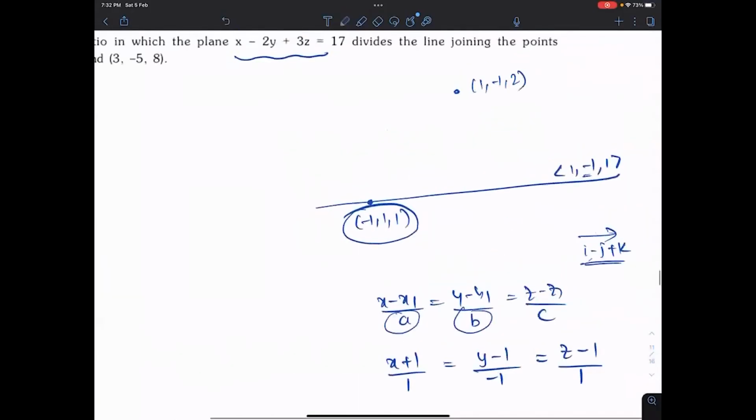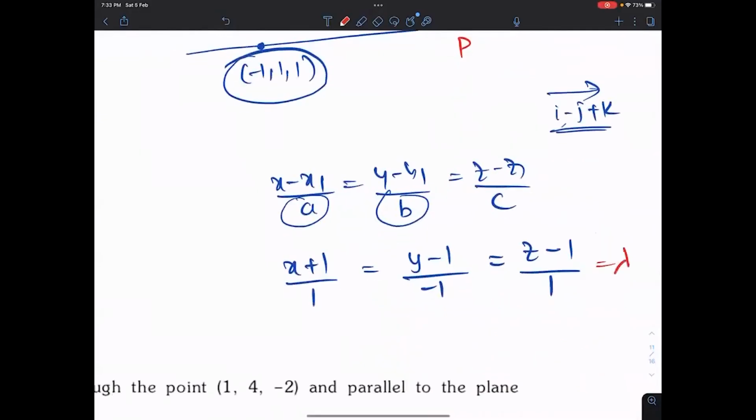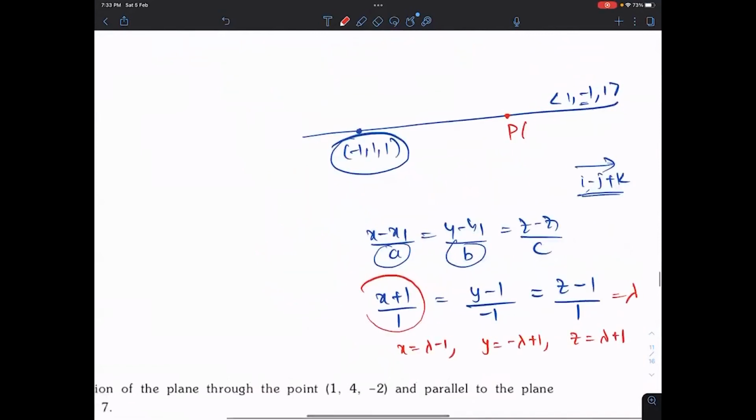Now, if I ask you what is the general point on this line, how will you write? So if you want a general point on this line, you equate each one of them to lambda. So x you will get as lambda minus 1, y you will get as minus lambda plus 1, z you will get as lambda plus 1. So what is the general point on this line? Lambda minus 1, minus lambda plus 1, and lambda plus 1.